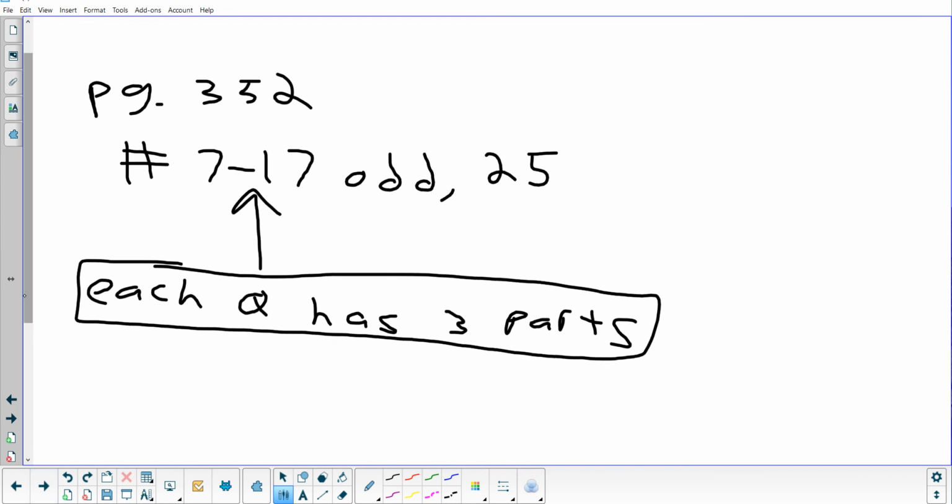All right, so homework tonight is 7 to 17 and 25. On 7 to 17, each question asks three things. I think it asks you to find the dot product, the angle, and then determine if the vectors are parallel, perpendicular, or neither. So all the parts are related. And then 25, that is a word problem about an airplane and a jet stream.